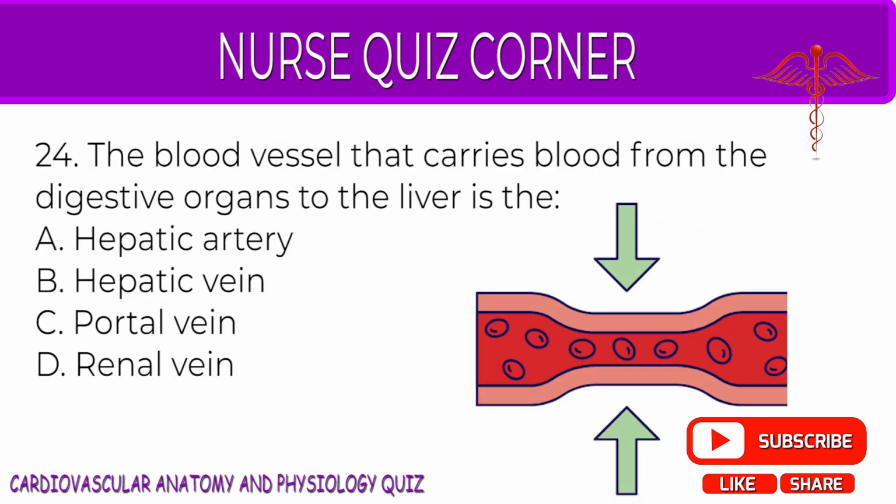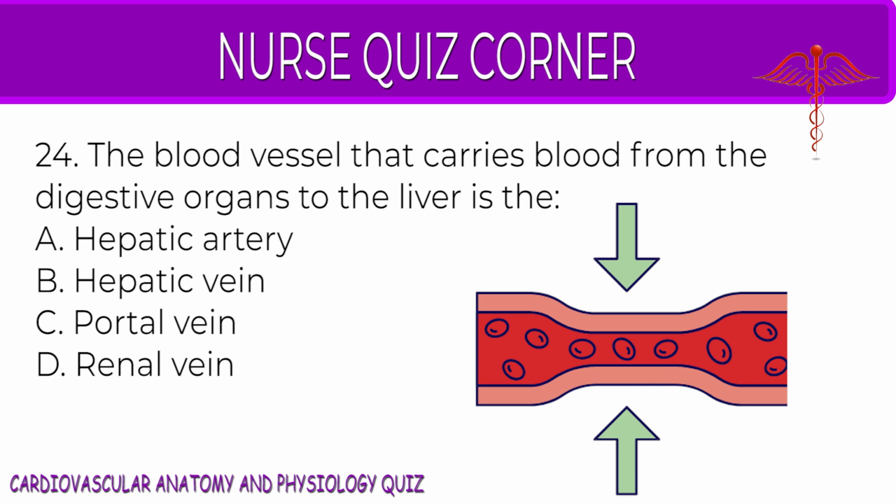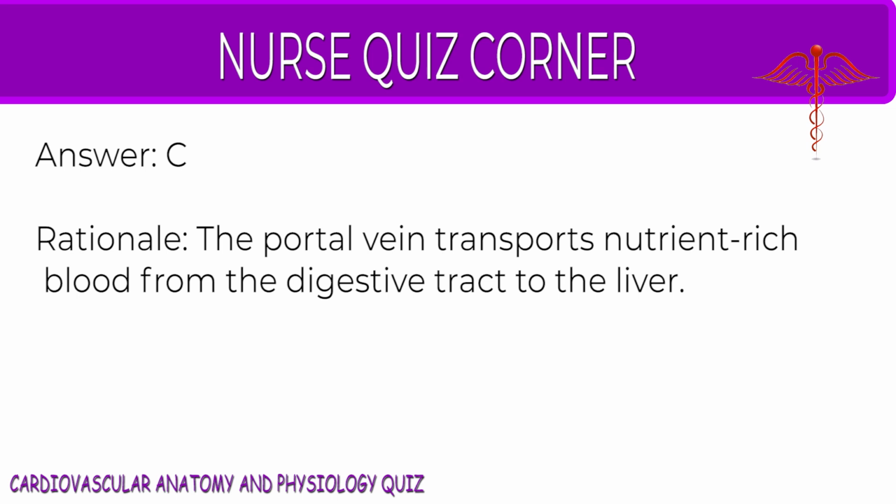24. The blood vessel that carries blood from the digestive organs to the liver is the: A. Hepatic artery. B. Hepatic vein. C. Portal vein. D. Renal vein. Answer C. Rationale. The portal vein transports nutrient-rich blood from the digestive tract to the liver.